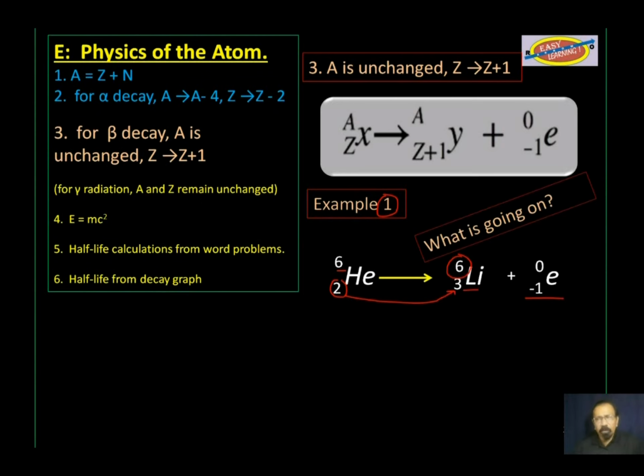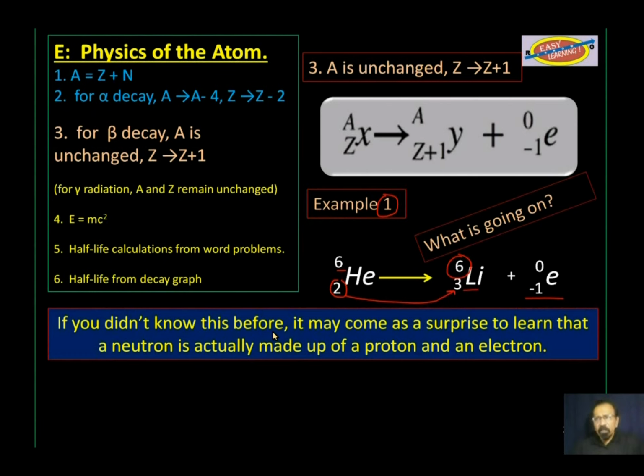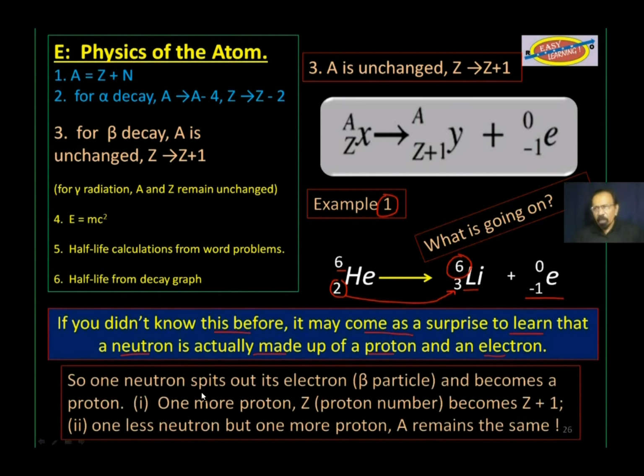So let's see what is going on. If you didn't know this before, it may come as a surprise to learn that the neutron is actually made up of a proton and an electron. A neutron that is in the nucleus, that we said only contains neutrons and protons, well, each of those neutrons is actually made up of a proton and an electron. So this is what happens. One neutron spits out its electron, which is this beta particle, and becomes a proton.